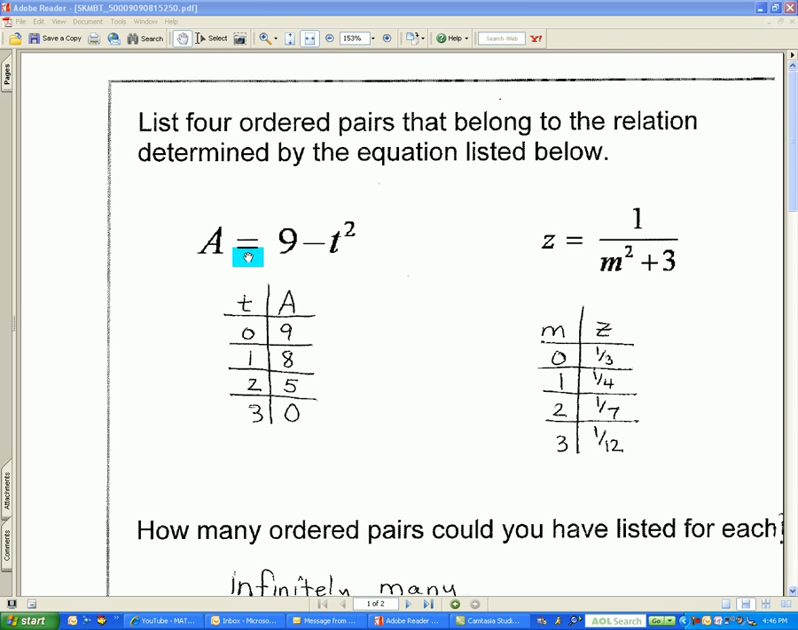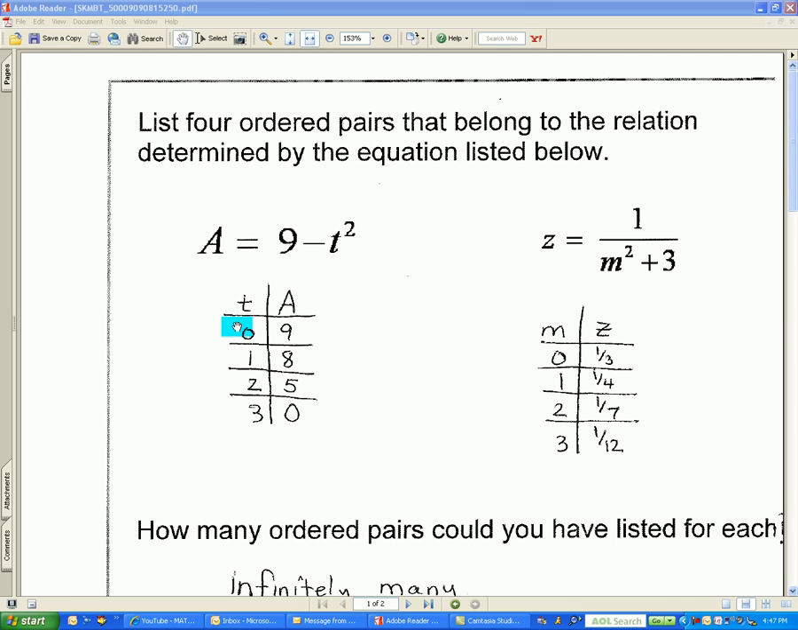Now, very important thing to notice there. Since A is alone, in other words, A equals, A represents your output. T is on the other side of the equation, which involves some computation. That represents your input. So the first thing you should notice in my columns here, T goes in the first column, A goes in the last column. Input goes first, output goes last.